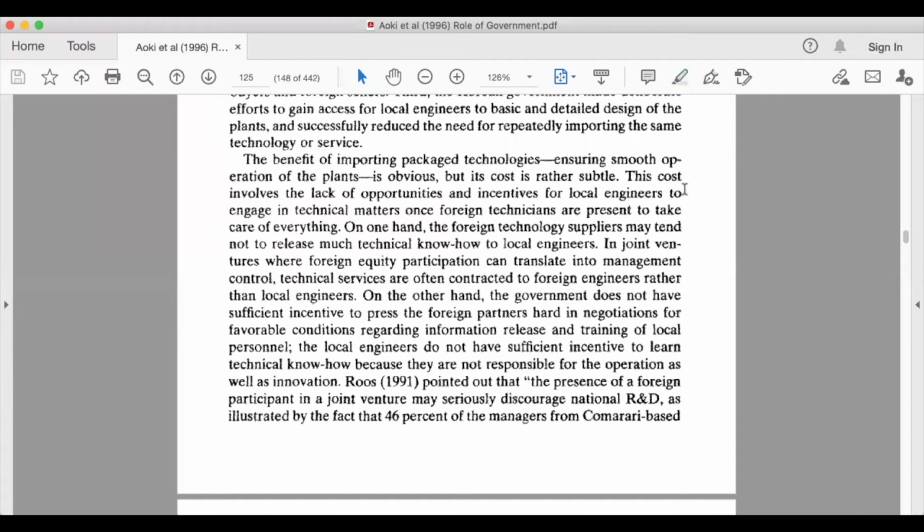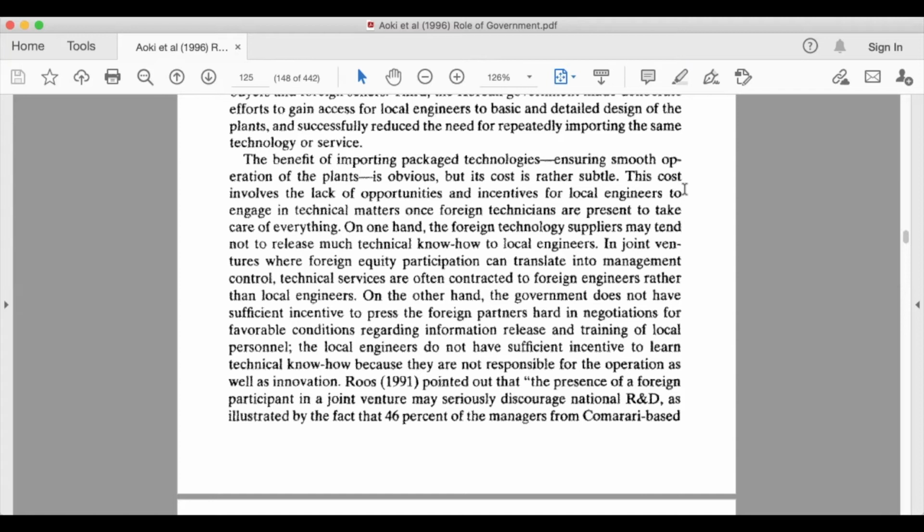On the other hand, if they had decided to take in packaged imported technologies, there were some costs that were rather subtle. The cost involves the lack of opportunities and incentives for local engineers to engage in technical matters once foreign technicians are present to take care of everything. On the one hand, foreign technology suppliers may tend not to release much technical know-how to local engineers. In joint ventures where foreign equity participation can translate into management control, technical services are often contracted to foreign engineers rather than local engineers. And this is a perennial problem in all countries, including in India.